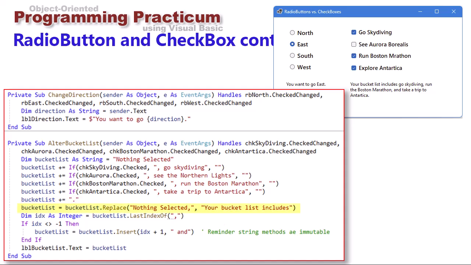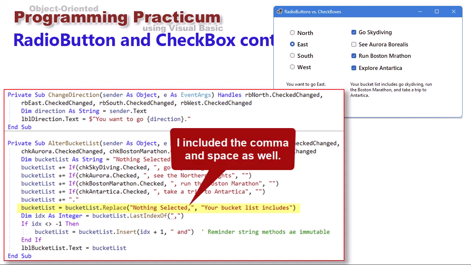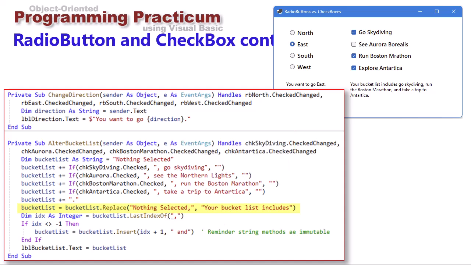Now, if they've selected something, we want to get rid of that nothing selected, and we'll replace it with your bucket list includes. So we use the bucket list.replace command to do that. We need to remember these are immutable methods, so we need to reassign that back to bucket list. So it's bucket list equals bucket list.replace.